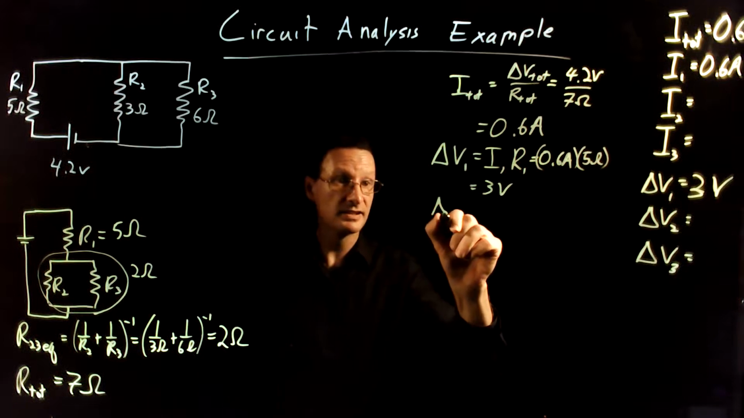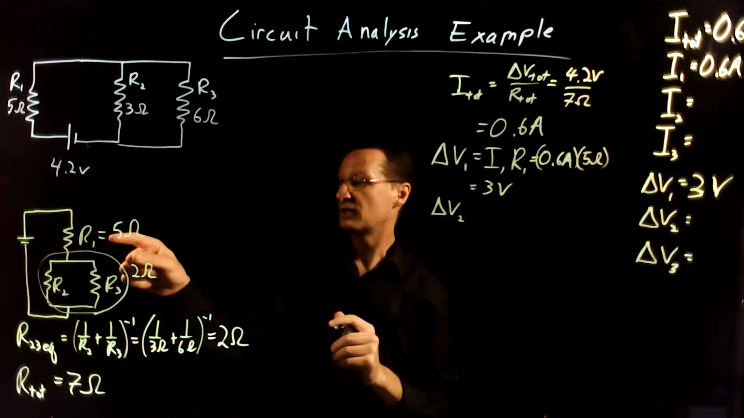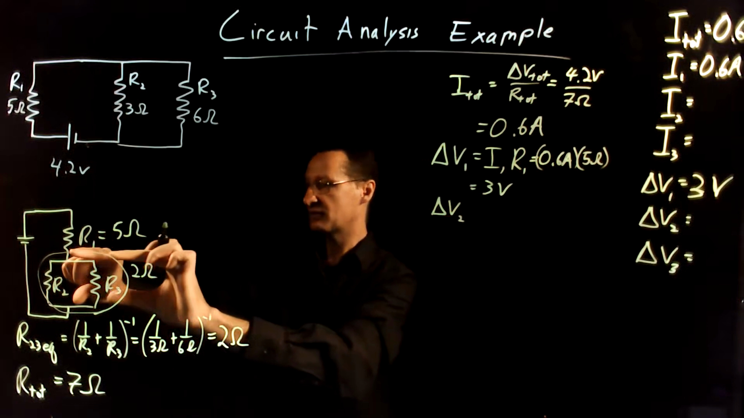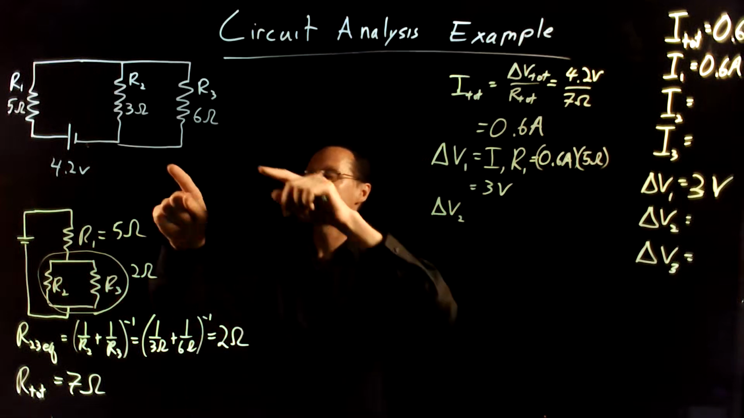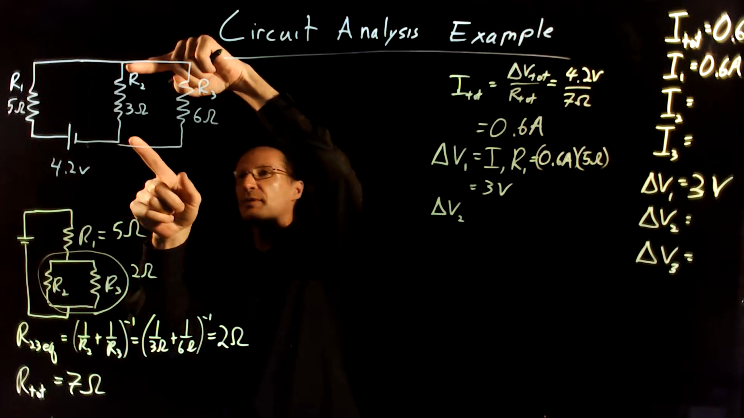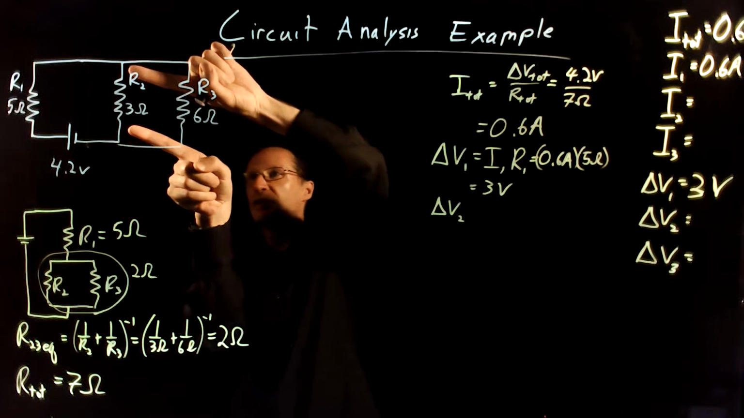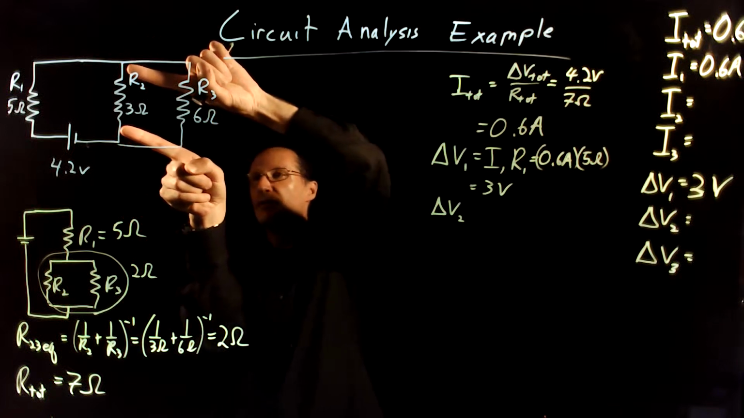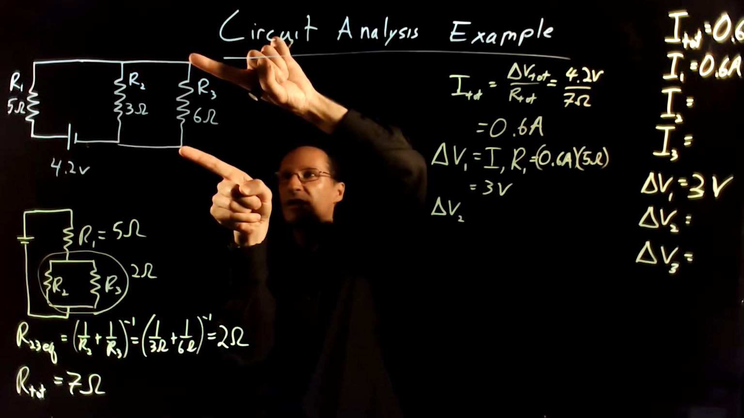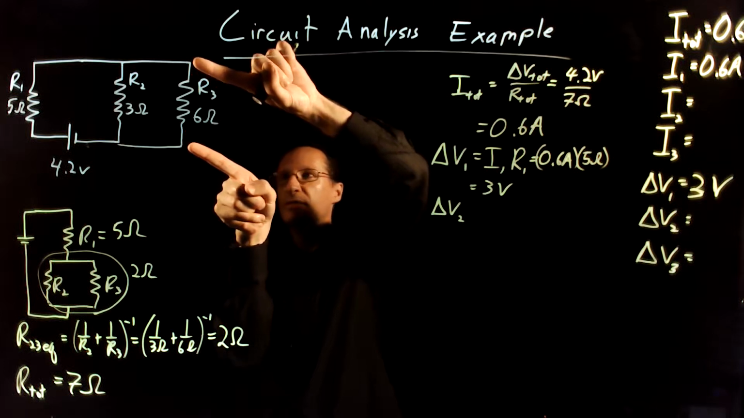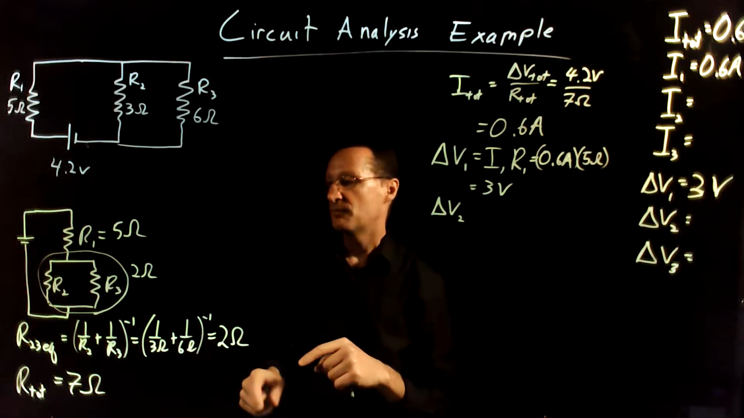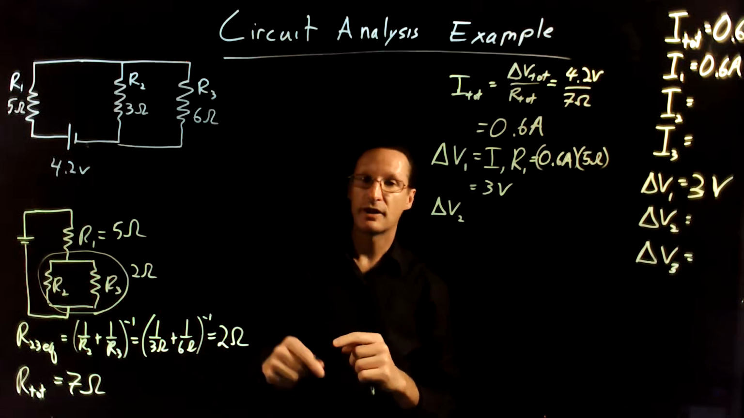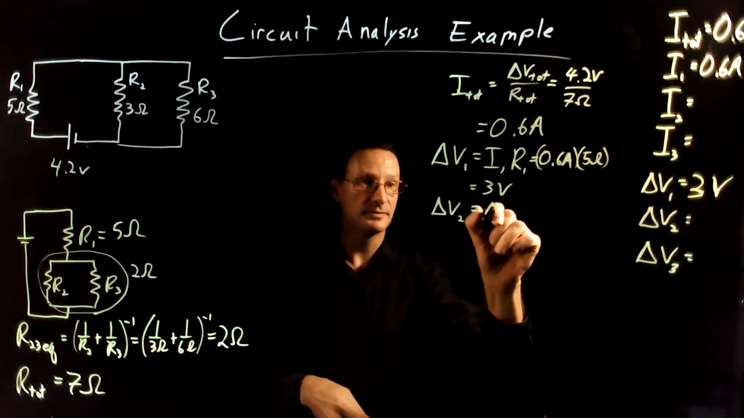So I could get this delta V2. If I look at delta V2 and V3, those have to be the same. Now, how do I know that they're the same? Well, if I measure the voltage drop across R2 by putting the probes of my voltmeter here, I could move it along here without lifting it, and that would be the same as R3. So the voltage drop across R2 and R3 have to be equal to each other.